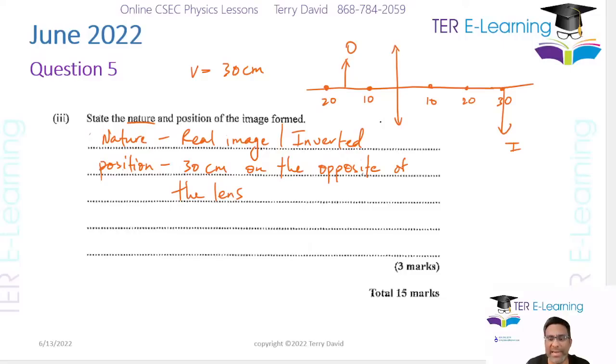I saw somebody say magnified. Yeah, you can put that if you want. Inverted, it's also magnified. Yeah, that's true, because we got a magnification of 2. What I'm looking at here is the amount of marks, so you probably need to put in a little more stuff inside it to get a mark.